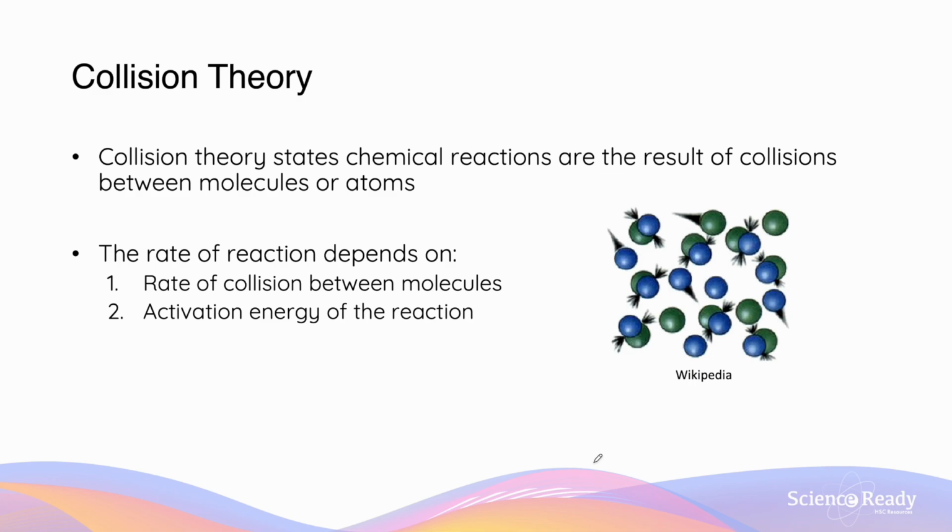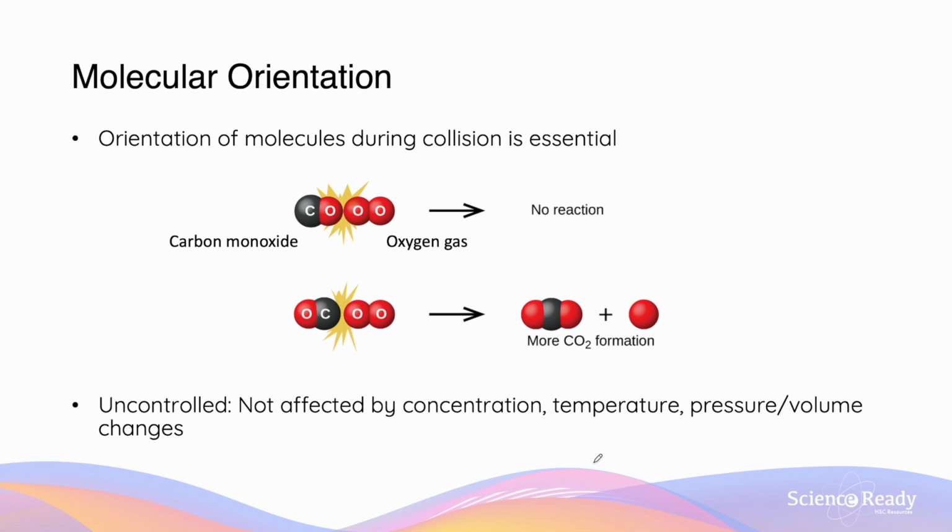The final factor which affects collision theory is the molecular orientation. Molecular orientation refers to the orientation of molecules during the collision. For example, here we have the collision between carbon monoxide and oxygen gas to produce carbon dioxide and an extra oxygen. In this reaction, when the carbon monoxide and oxygen gas collide with the oxygen ends facing, there is no reaction that occurs. The reaction can only occur if oxygen has access to the carbon side of the molecule.